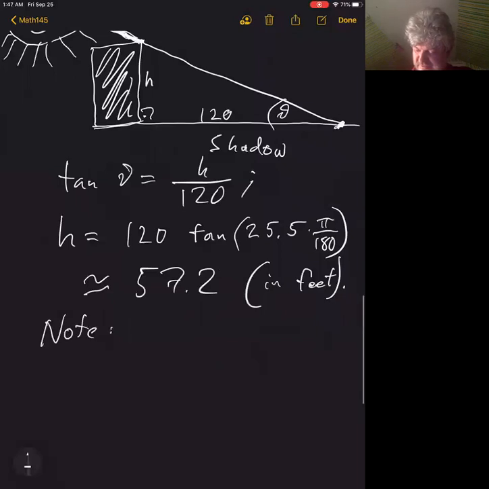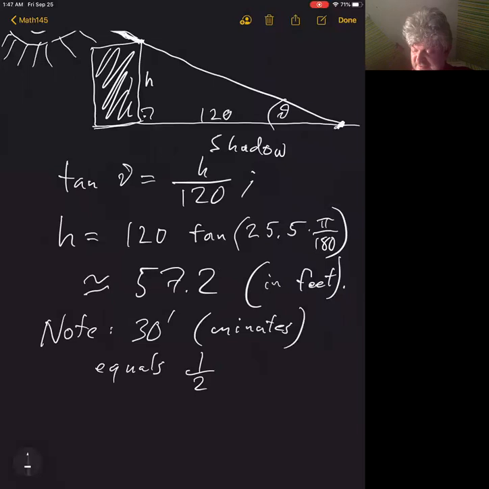Note, 30 minutes is a unit for angles and minutes, not time here. And that equals 1/2 of 60 minutes, which is 0.5 degrees.